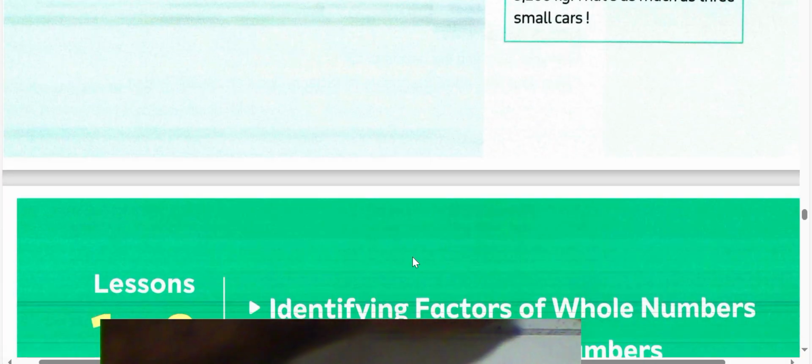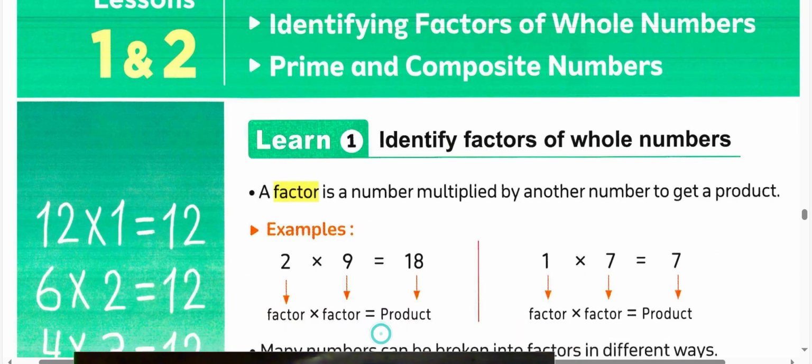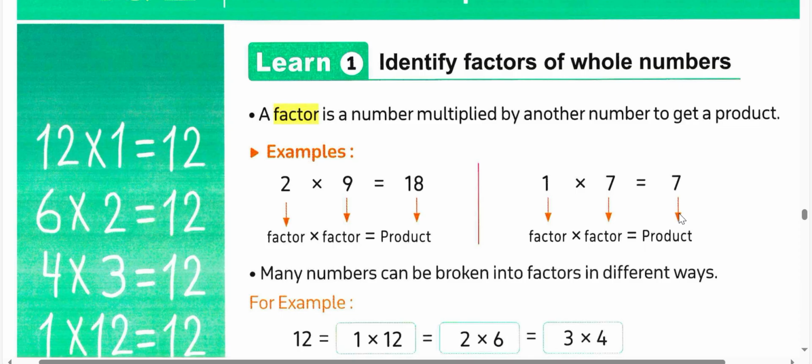Like this. If I asked you about factors, like 6 equals 2 times 3, look here. If you know this information, you can solve all the examples. Here he explains 2 times 9 equals 18, the product between them equals 18. Then 2 we call a factor, 9 a factor, and the product is 18. 1 times 7 equals 7, 7 is the product between two numbers here.